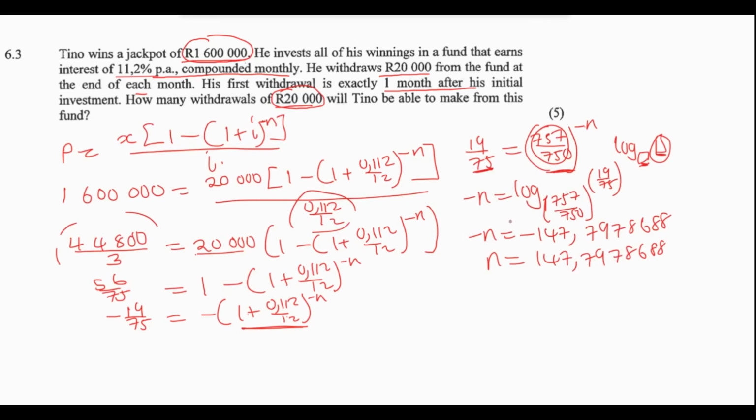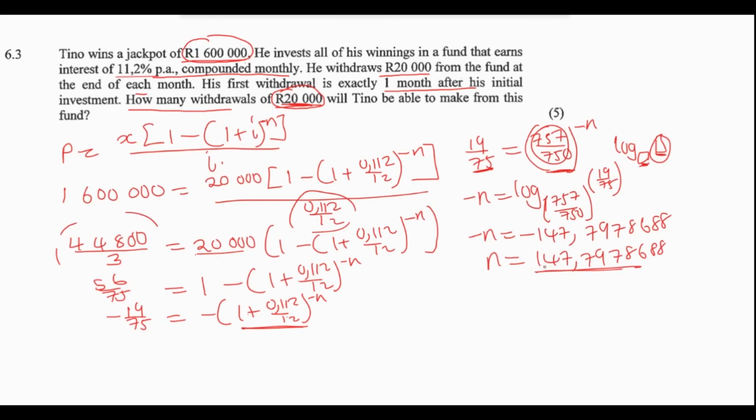But here, these are number of payments, so we can't have a fraction. Number of payments should be what? Should be a natural number, right? So it says how many withdrawals of 20,000. Right, let's go back to the question. How many withdrawals of 20,000 will Tino be able to make from this fund? So what is the meaning of that? What is the meaning of this answer?